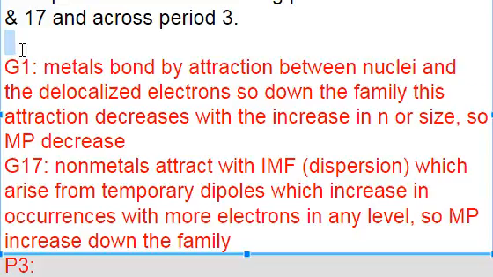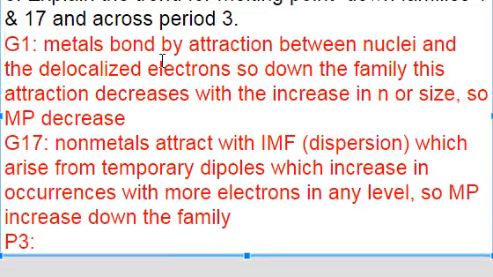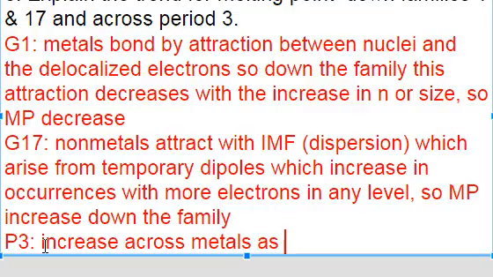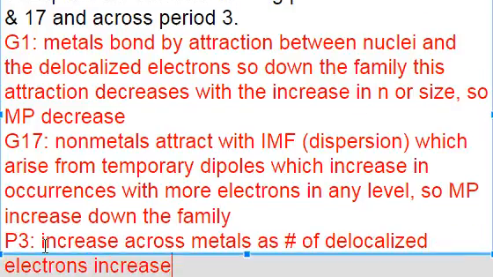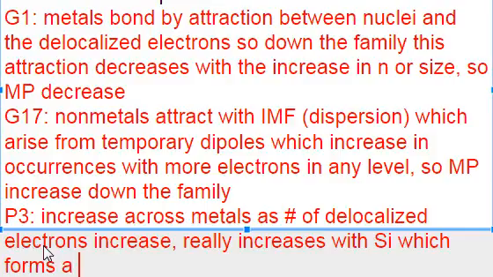Now period 3, that's kind of a hot mess because we've got everything going in period 3. We start with the metals, so it increases across metals as the number of delocalized electrons. Then it really increases with silicon, which forms a giant covalent structure.